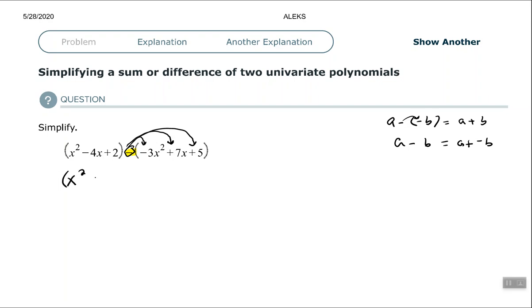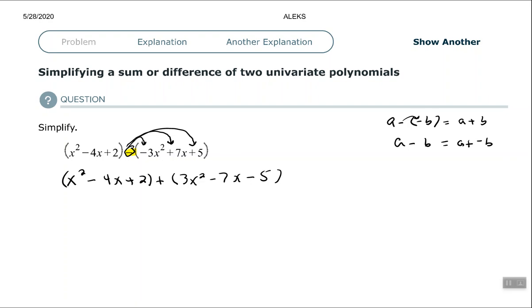So we have 1x squared minus 4x plus 2, and then plus. Now all the signs in that second parentheses will be changed since that polynomial was being subtracted, that trinomial was being subtracted. So it's a positive 3x squared minus 7x minus 5.